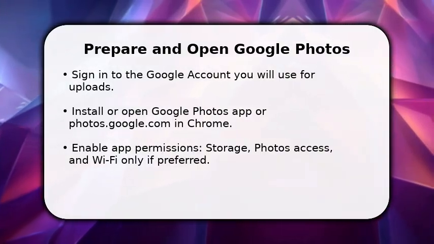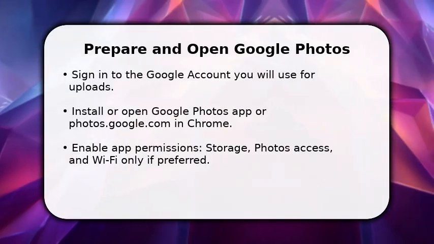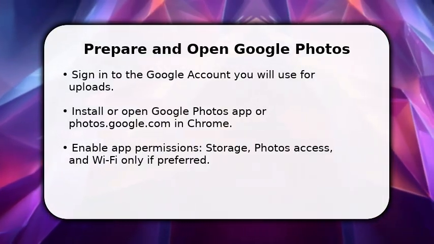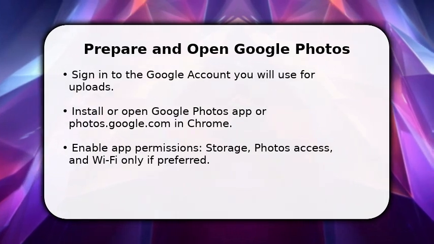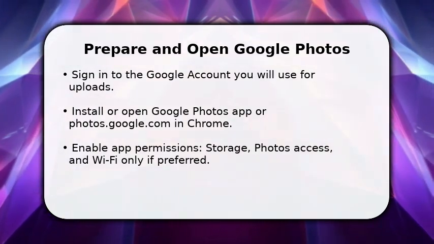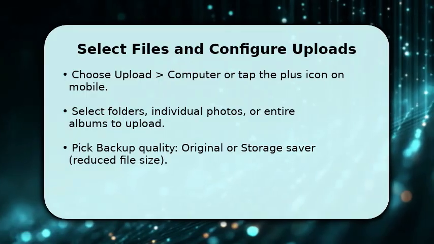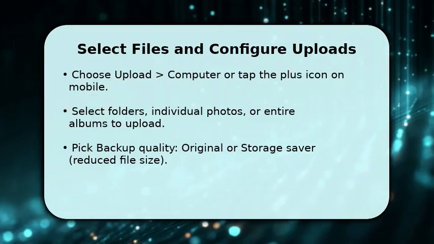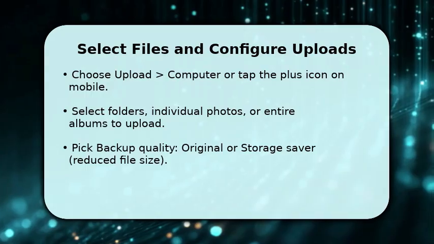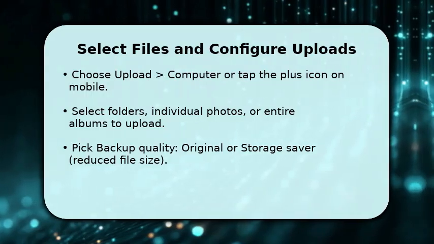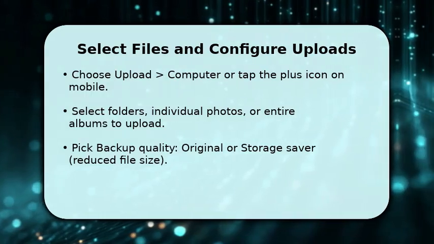Once done, locate the upload or backup options in the menu. Make sure you're on the intended Wi-Fi network if you set uploads to Wi-Fi only. You now choose the photos and folders to send to Google Photos. On desktop, click Upload, then Computer and select Files. On mobile, tap the plus or backup settings and pick Folders or Albums.